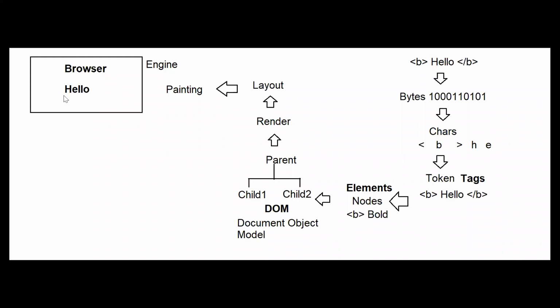Tokens are converted into elements. Elements means nodes. These elements are arranged in a hierarchical order. This hierarchical order is called DOM. And this DOM is rendered. Rendering means generating output. And finally, it is presented in the page.